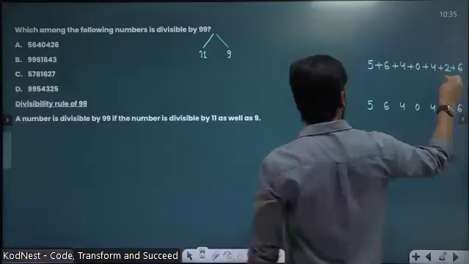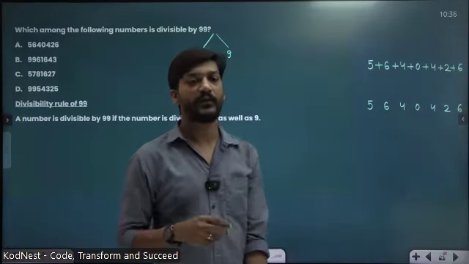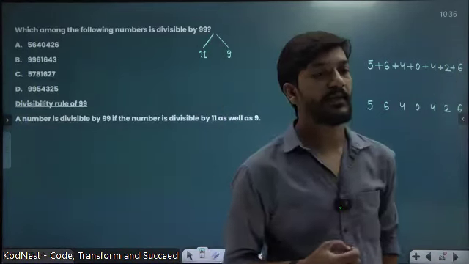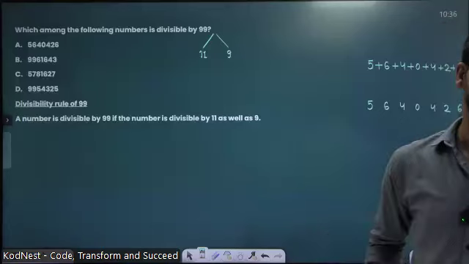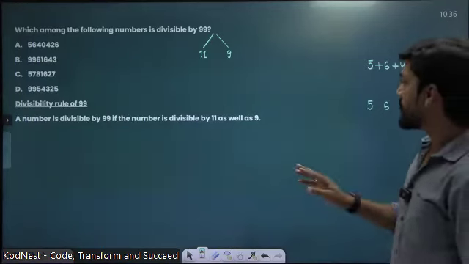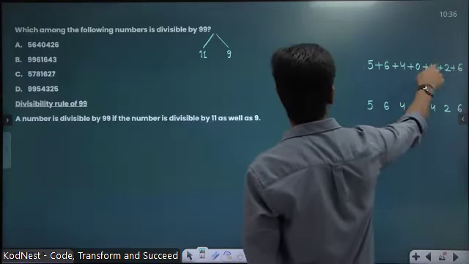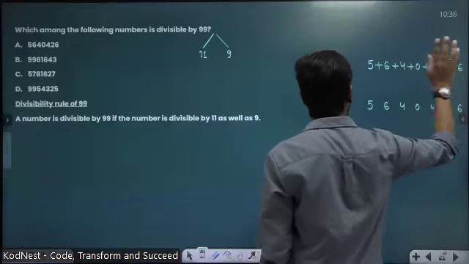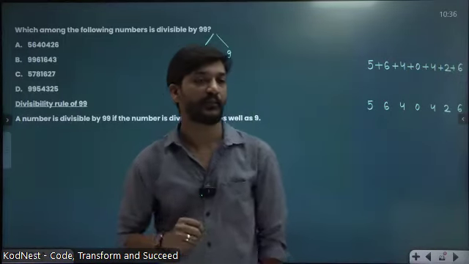What do we call this? Where do we do this? Where do we do like this? For A option, I have written this 5640426 with all the digits being added.